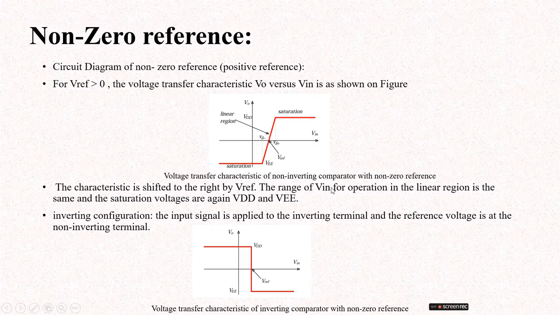The range of input voltage for operation in the linear region, so this is the linear region, is the same, and the saturation voltages are again VDD and VEE. So now the inverting configuration: the input signal is applied to the inverting terminal and the reference voltage is at the non-inverting terminal. The voltage transfer characteristics of the inverting comparator with a non-zero reference.